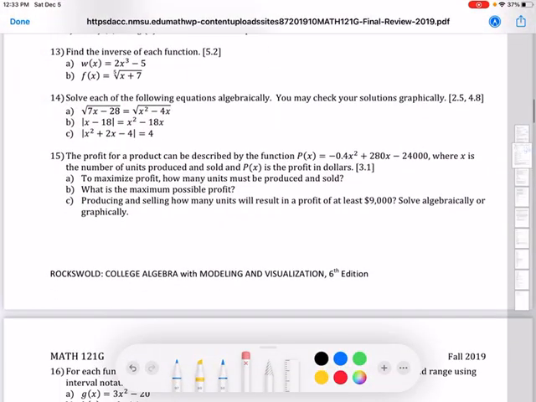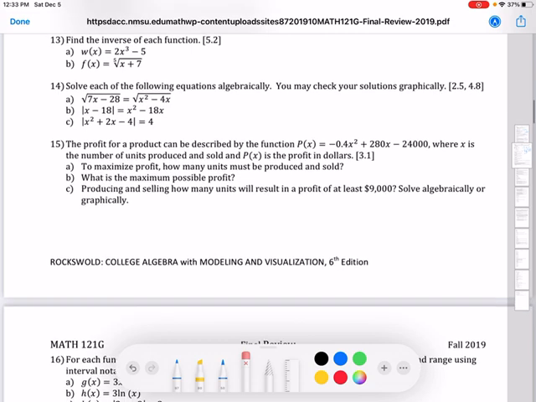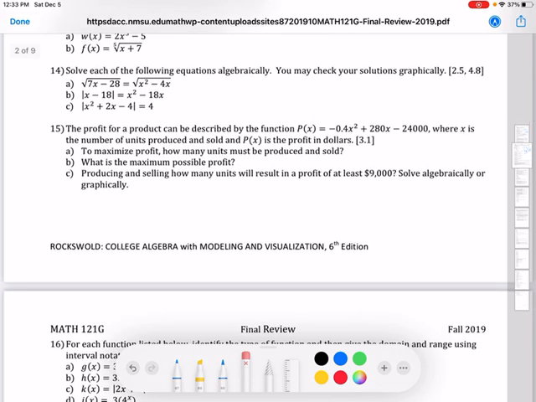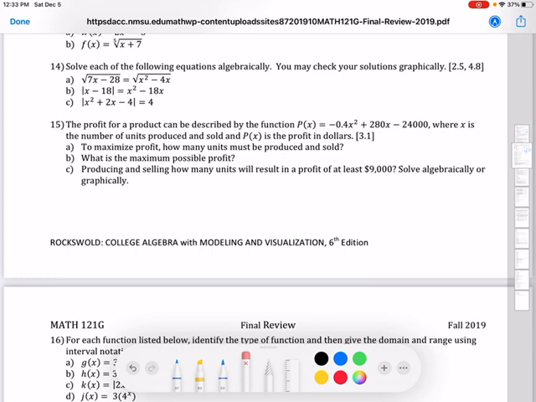So let's go ahead and do 15. To maximize profit, how many units must be sold and produced? How do you guys maximize profit?